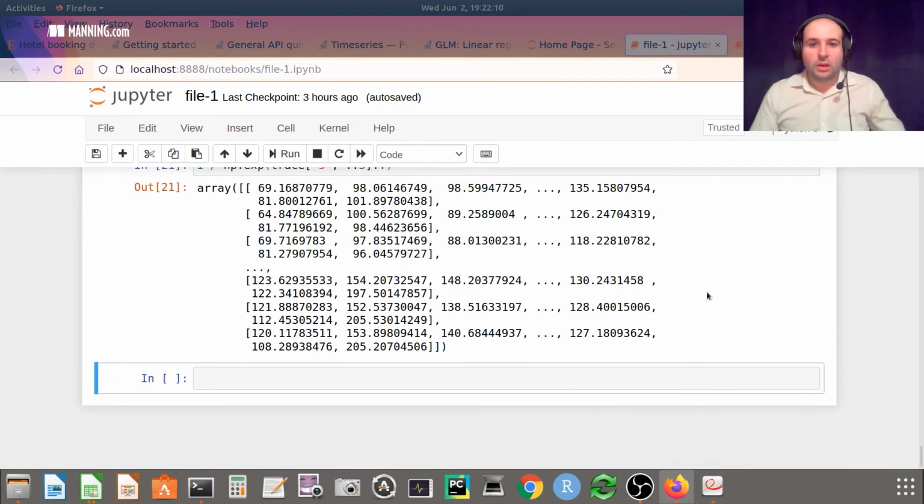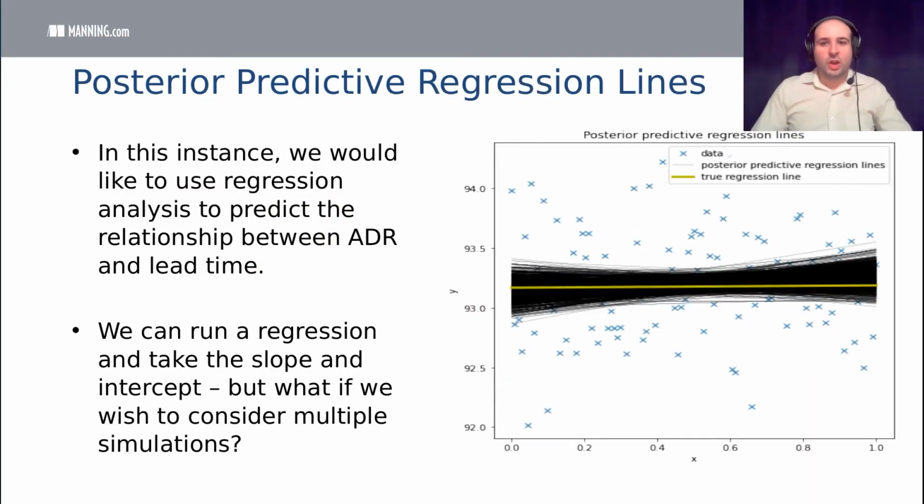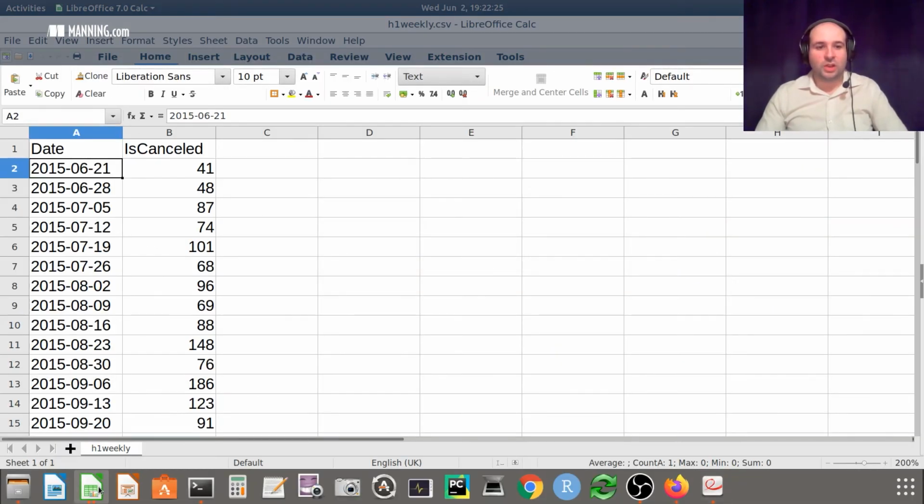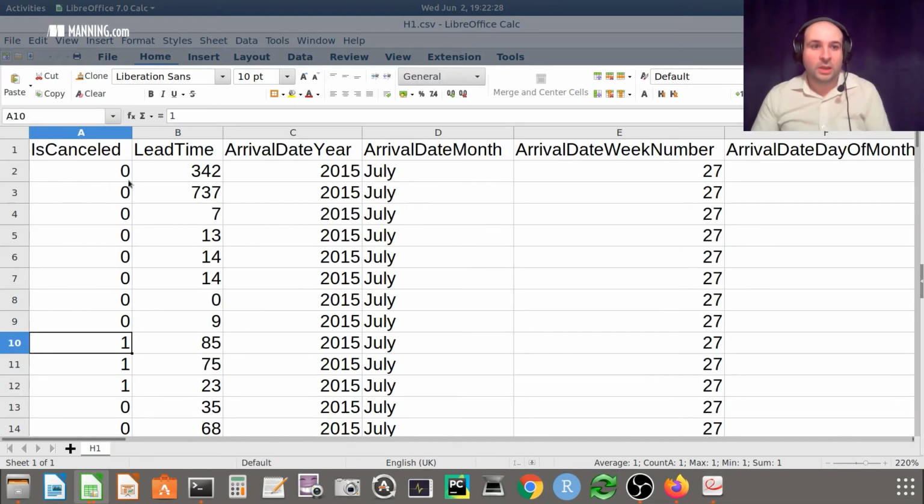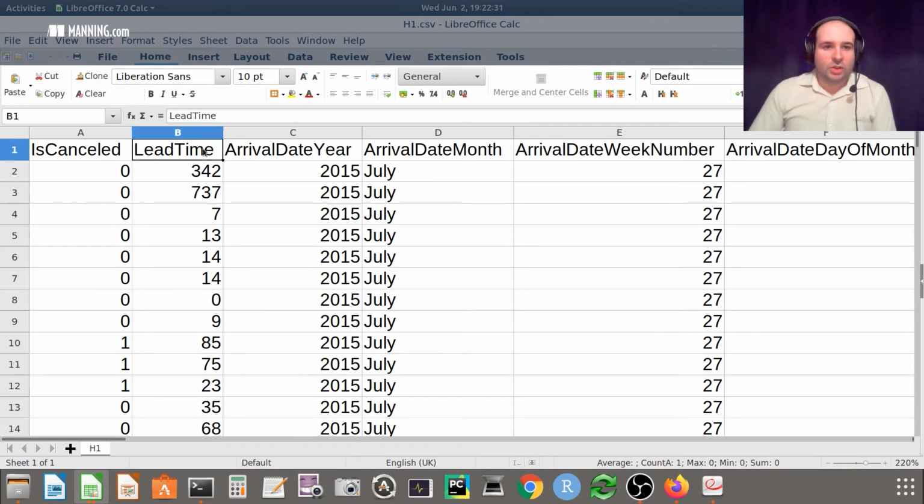Now, just to toggle back to the presentation here, the next thing that I want to look at is this idea of posterior predictive regression lines. Let's suppose that we want to look at this data set more broadly. We've looked at the time series, but we also have the number of cancellations. We also have lead time. Lead time across the hotel industry means the time between when a customer makes a hotel booking and when they actually stay at the hotel. So say if I make a hotel booking in October and then stay at the hotel in January, that's a lead time of 3 months, but it's given in days here.